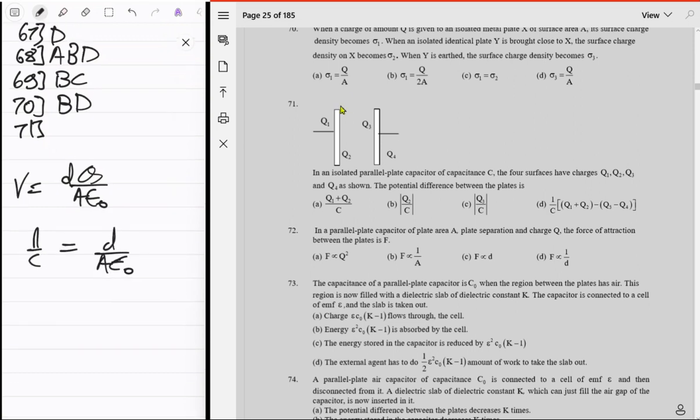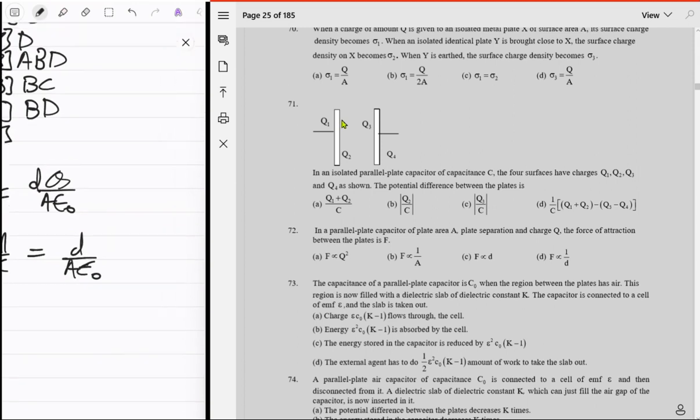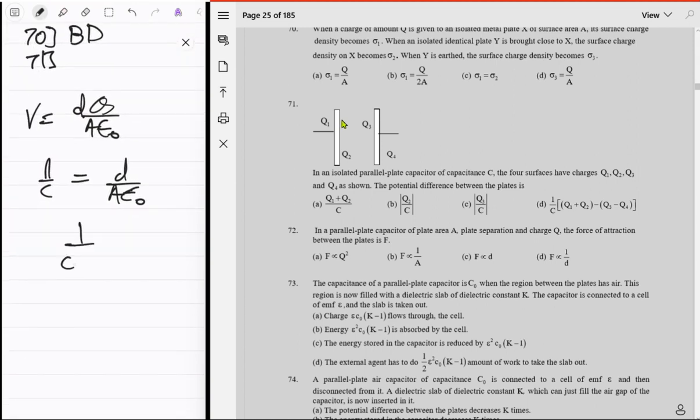So this thing will cause a field of 1 upon C times d. And we just want the potential difference anyway. So what will come? In this case, we just have d upon 2A epsilon naught everywhere.